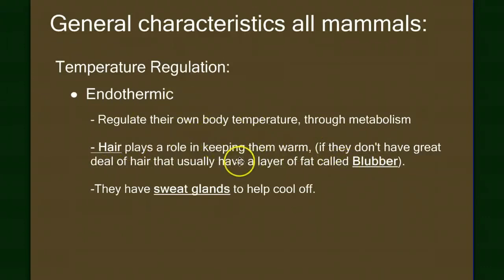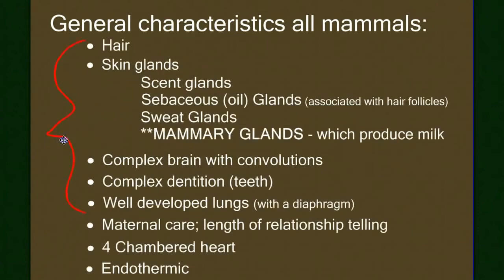So that's the warming up, but we also have to cool down, and mammals have some pretty interesting physiological means to cool down, and I have done another video on temperature regulation in the anatomy and physiology unit. You can check that out if you want to see more of that. But mammals are endotherms, so they can live in a broad range of habitats. So those are general mammal characteristics.